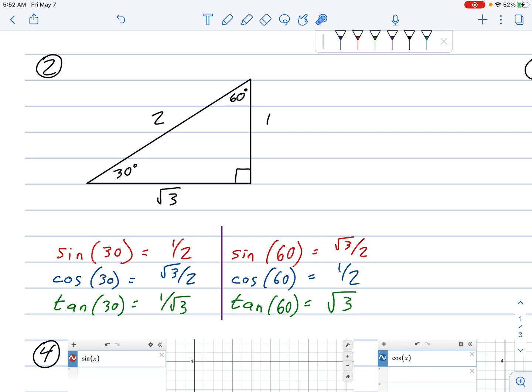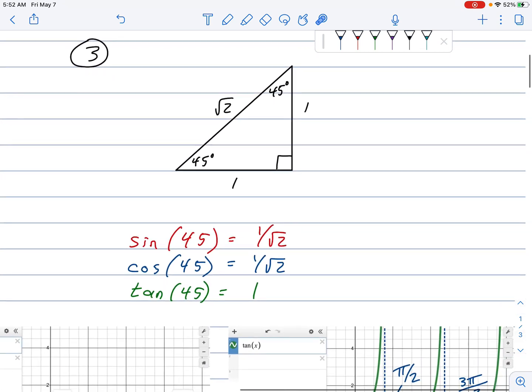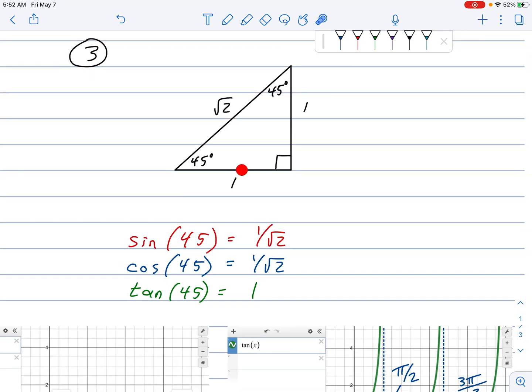It's the same numbers. Okay, here's 45, 45, 90: 1 over radical 2 from either angle, whatever you look at. 1 over radical 2 for sine, 1 over radical 2 for cosine. It's all the same. This is where they overlap, as we saw. And then tangent is 1 over 1. We talked about that one in class.